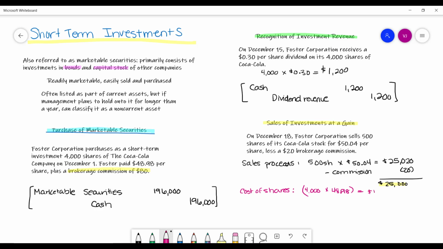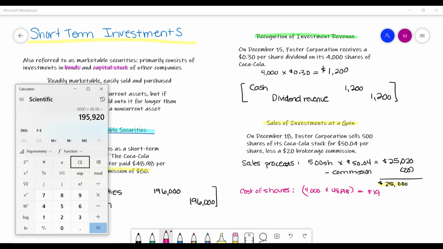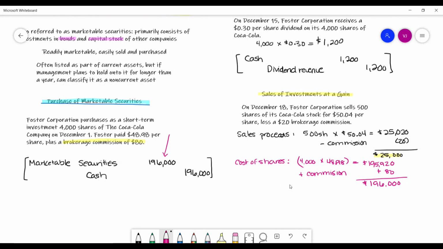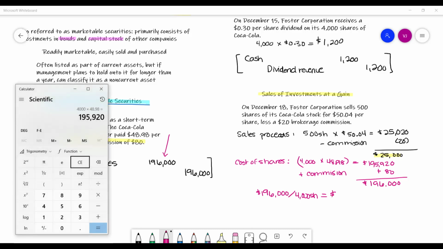That gave us $195,920. But then remember we had to pay a commission as well, and that was an $80 commission. So we ended up paying, remember, $196,000 for these marketable securities. So we can figure, okay, what is that actually per share? We would simply take that $196,000, divide it by the 4,000 shares that we purchased originally, to see that actually the cost per share ended up being $49.